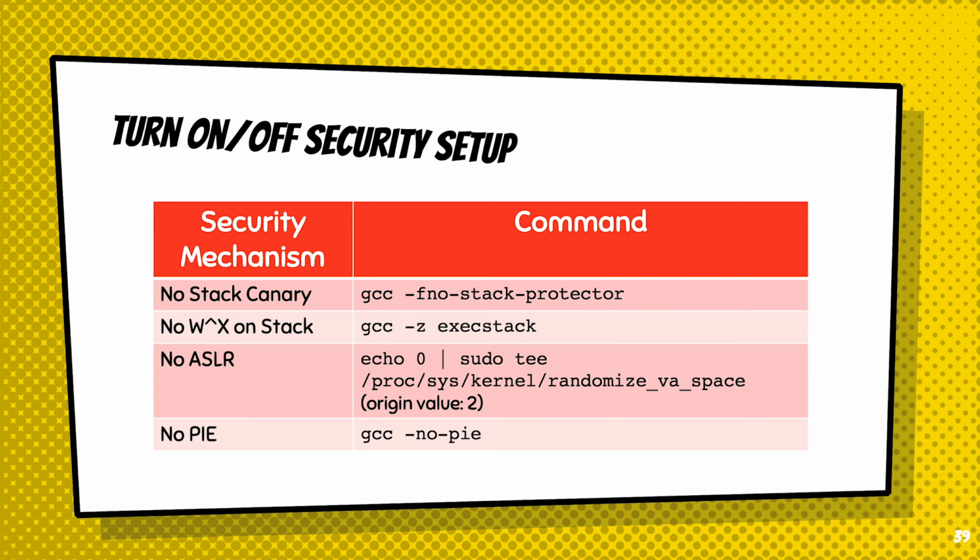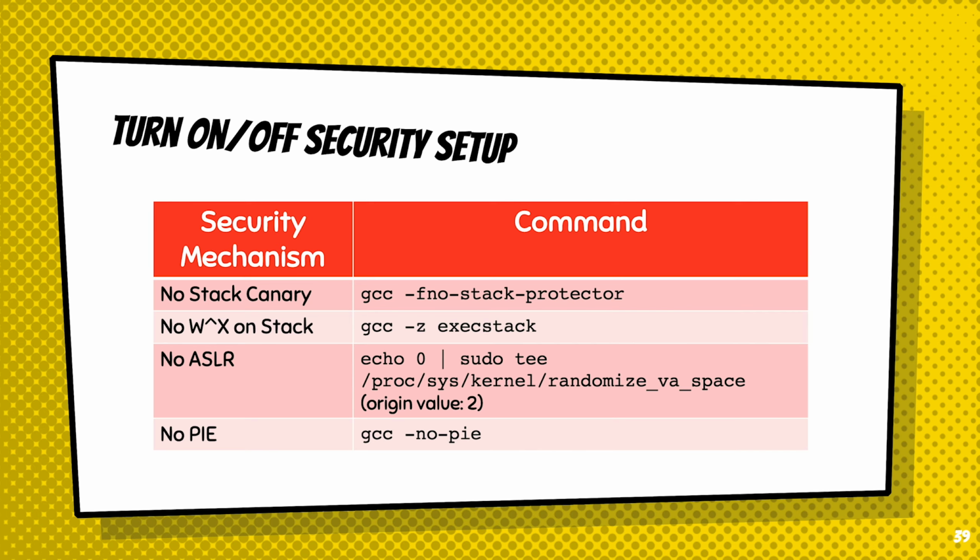Another tip is those commands that you will need if you want to compile a binary without a specific security mechanism. This will help you if you are going to compile those binaries and try to exploit them. If you want to turn off stack canary, you need to specify -fno-stack-protector when you compile it. If you don't specify this particular option, by default, GCC will enable stack canary. Similarly, for WXORX, you want to make sure that you have the -z execstack option enabled.